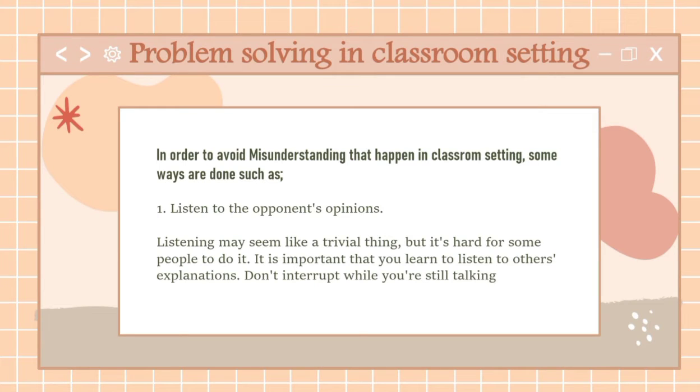Okay guys, the next is about problem solving in a classroom setting. I have 3 points. The purpose of this is to avoid misunderstanding that happens in the classroom setting. Some ways are done, such as listening to the other's opinion. That's the first. Listening may sound like a trivial thing, but it is hard for some people to do. It is important that you learn to listen to others' explanations. Don't interrupt while they are still talking.